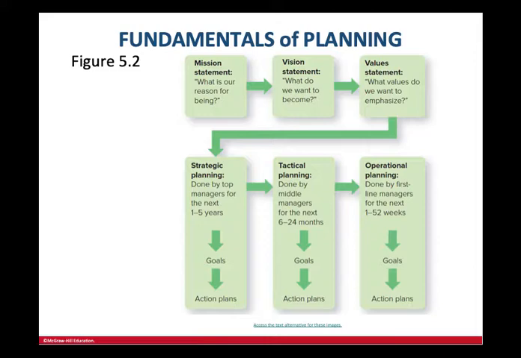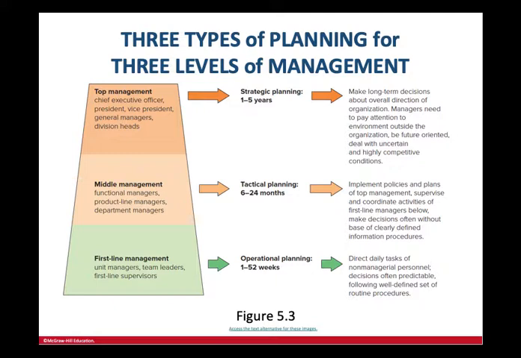Tactical planning is done by middle managers, and they look at what's going to happen in the next 6 to 24 months. And then operational planning is done by first line managers and what is going to happen in the next 1 to 52 weeks. So the purpose of each kind of planning is to specify goals and actions that will ultimately pave the way toward achieving an organization's vision. Inspired by the organization's mission and vision statements, they provide the focal point of the entire planning process.